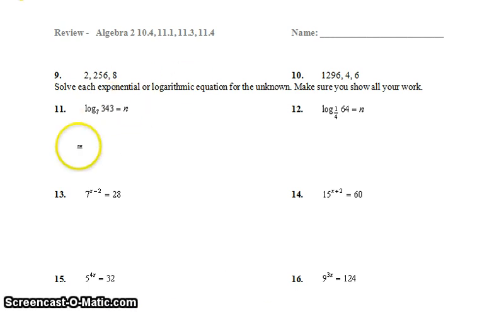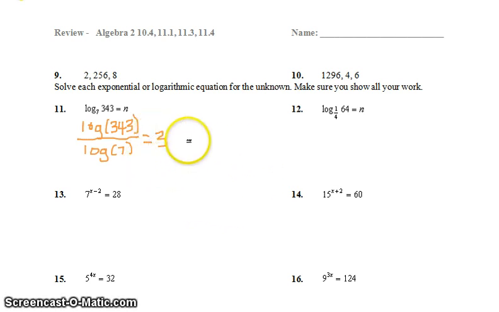When we use the change of base formula, it's just the log of your answer, so the log of 343 divided by the log of 7. Whenever you're given both values, all you have to do is plug this into your calculator: log of 343 divided by log of 7. I'm doing that in my calculator right now, and I actually get an answer of 3. That's why, if you look on the answer key, n equals 3.